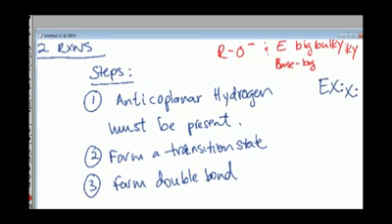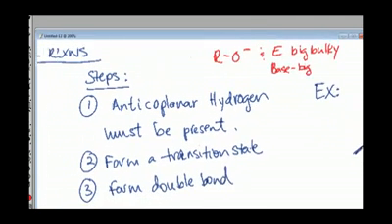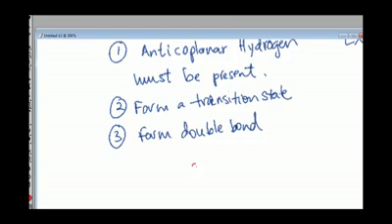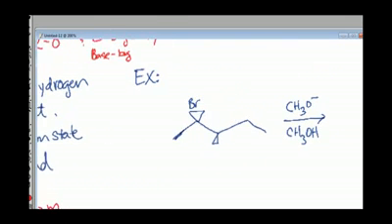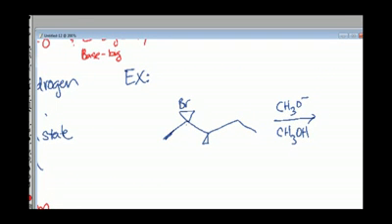Alright, so our preference for the E2 reactions is going to be 3, 2, 1. And if I, in this case, have a secondary carbon, I'm okay, and I have a strong attacker, and I have an anti-coplanar hydrogen.